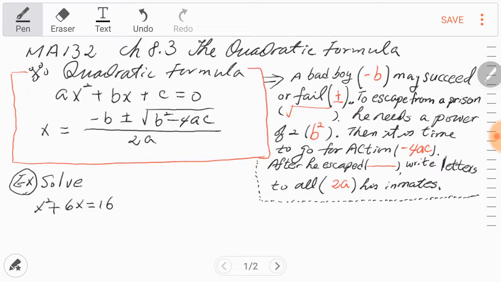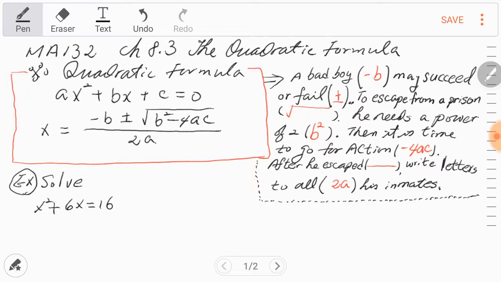So the quadratic equation is ax squared plus bx plus c is equal to 0. There are coefficients a, b, and c is a constant. Then the solution is this formula: x equals negative b plus or minus the square root of b squared minus 4ac, over 2a. This is the solution. So what we have to do is just plug in the values of the coefficients a, b, c. Then x is the solution. So we have to memorize this.